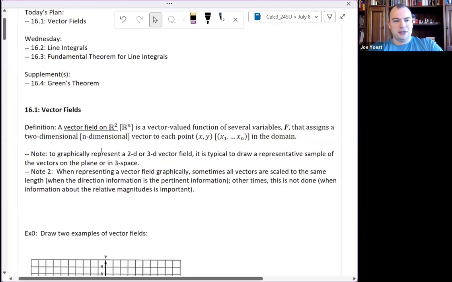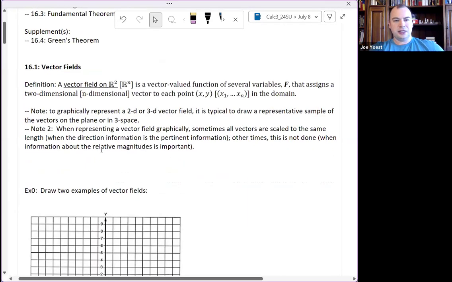Okay, so starting into 16.1, vector fields. The definition: a vector field on R2 or Rn is a vector valued function of several variables f that assigns a two-dimensional or n-dimensional vector to each point (x, y) or (x1 through xn) in the domain.